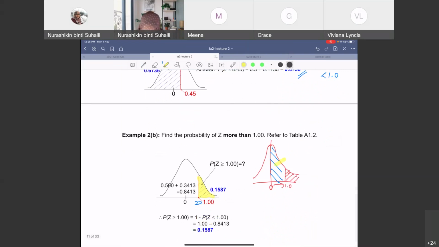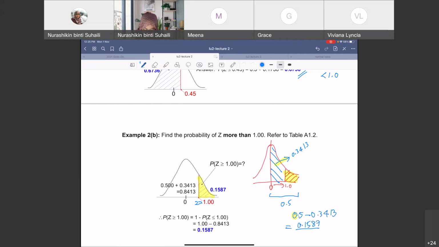So this one is 0.3413, okay? You know that the total area here is 0.5 and you want to find this area, okay? So logically it should be 0.5 minus 0.3413, that is equal to 0.1587, which is actually equal to this.